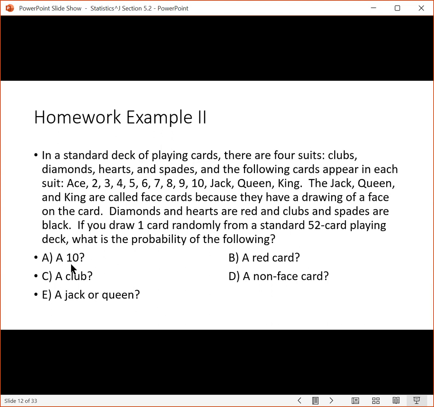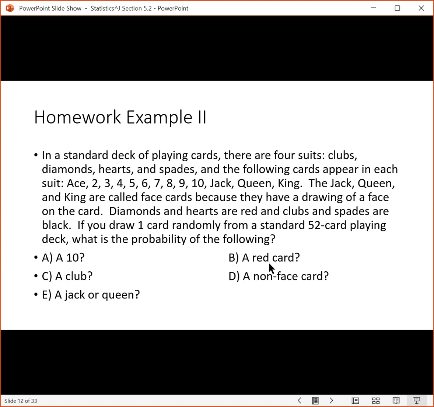So the thing you want to do when you're going through and finding these is count up how many things are in the event space versus how many things are total. So we know that there's a total of 52 cards. So each one of these is going to be over 52. And what we want to do is count out of the 52 cards how many 10s are there? So we've got a 10 for each suit. So there should be 4 10s.